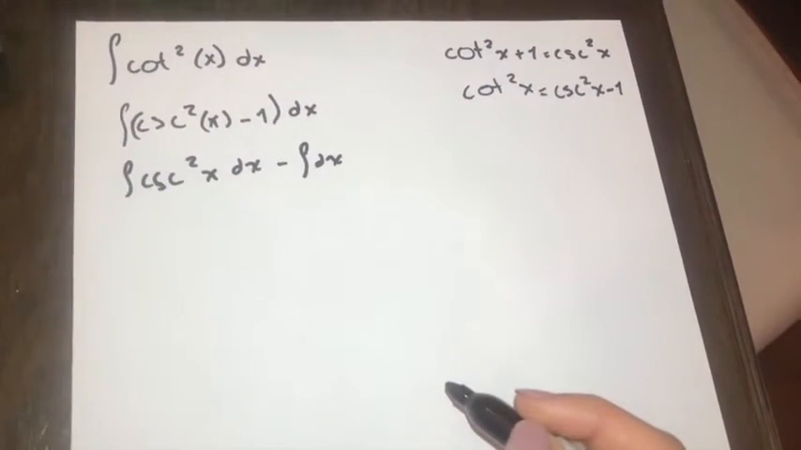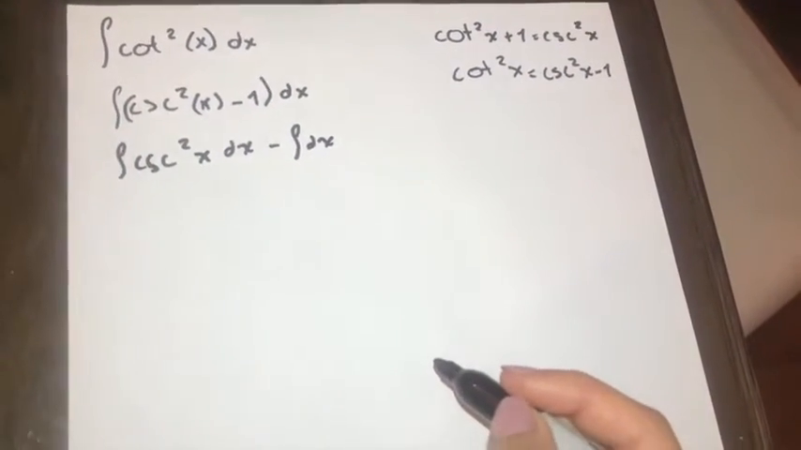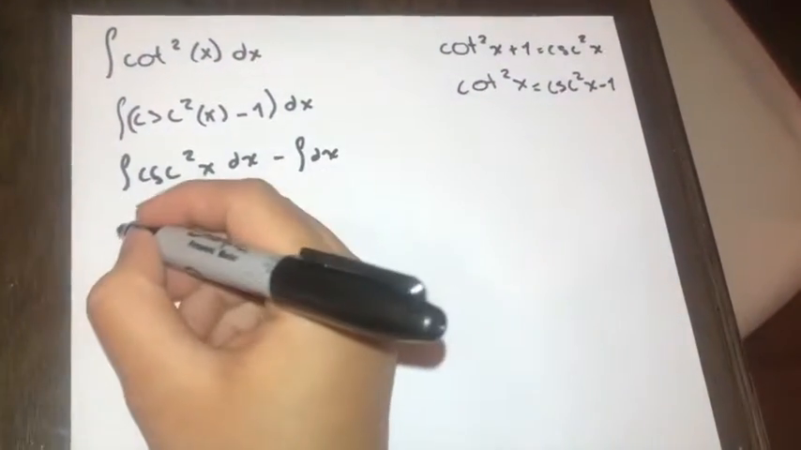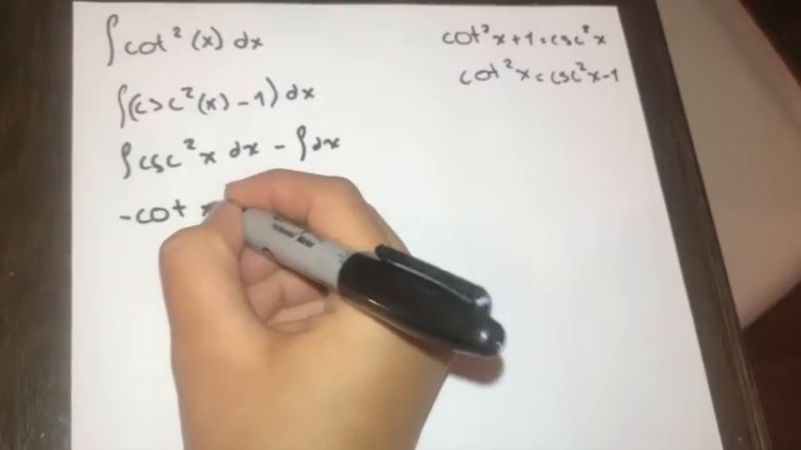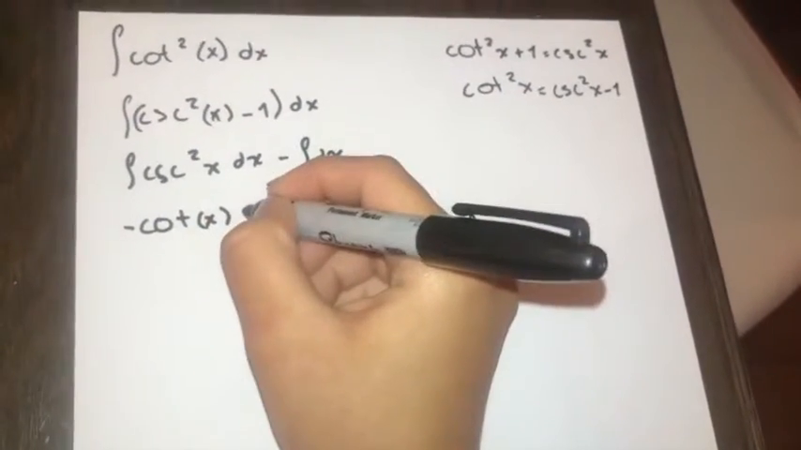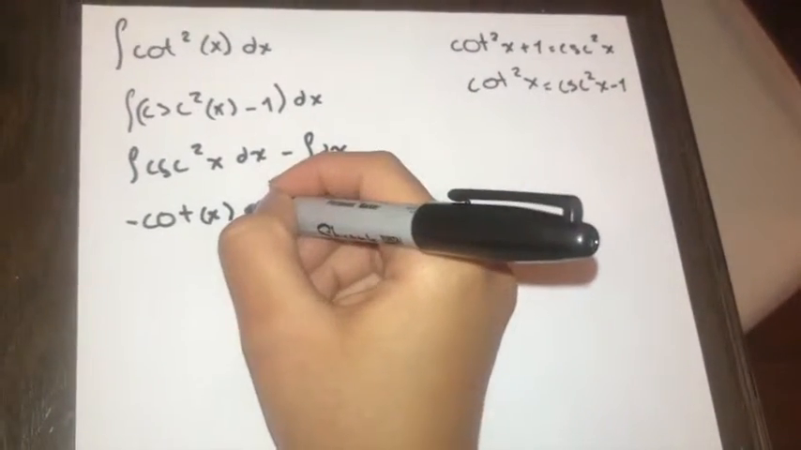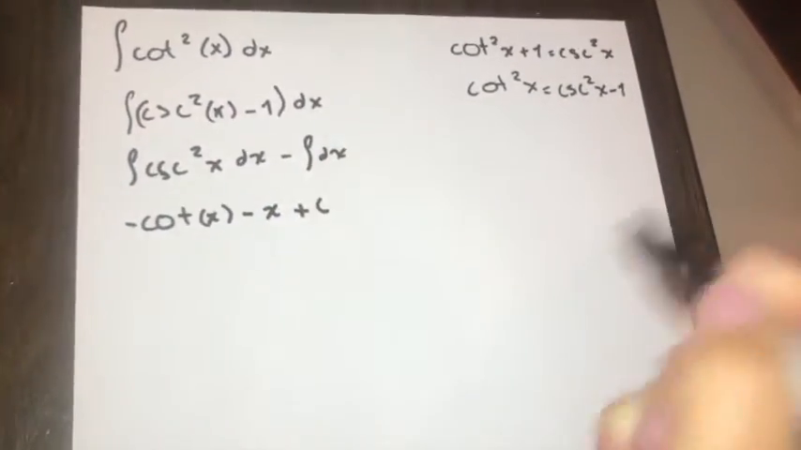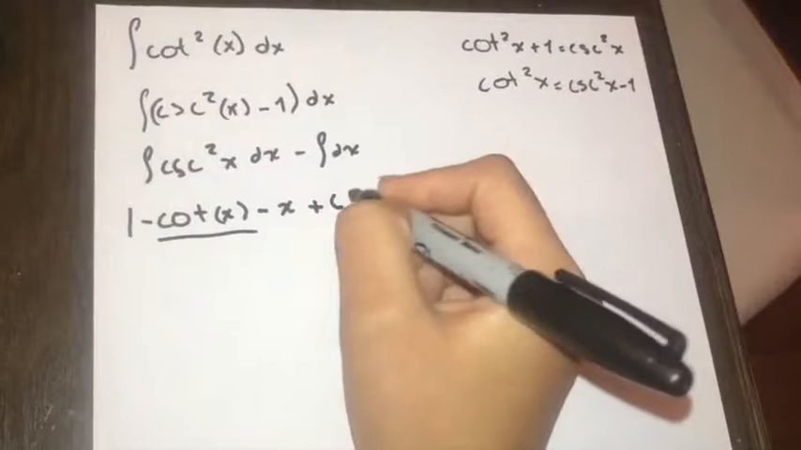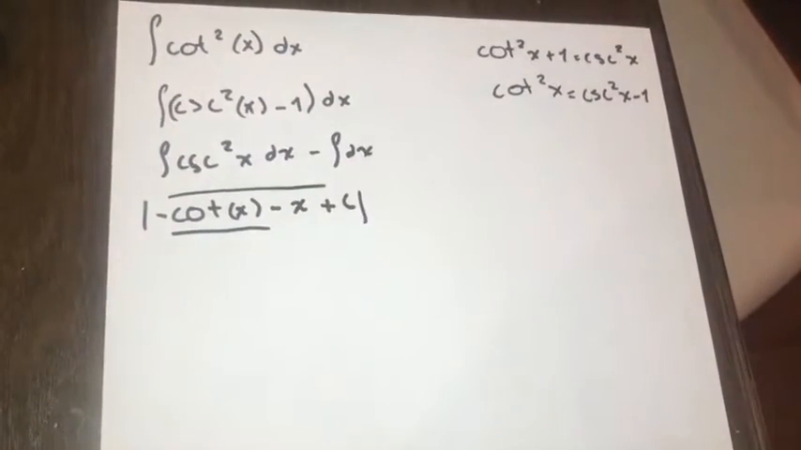And we know that the integral of cosecant squared of x is equal to minus cotangent x, and the integral of dx is just plain x plus c. And that's it. It's pretty simple.